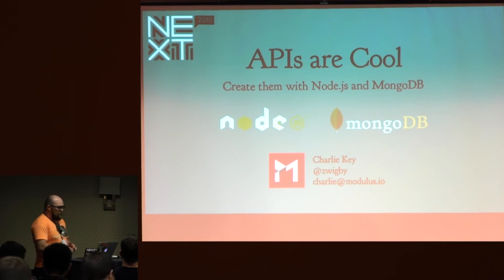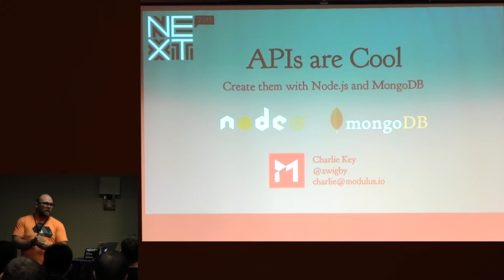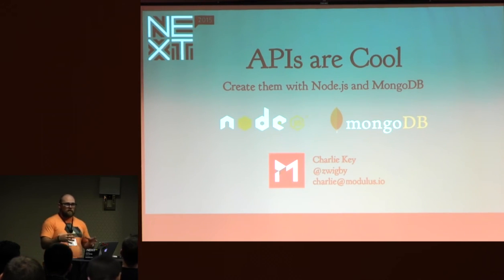So APIs are cool. Node is very cool. Mongo is pretty cool too. So all of them combine, and we get super coolness. You know, Doctor Who bow tie kind of cool.